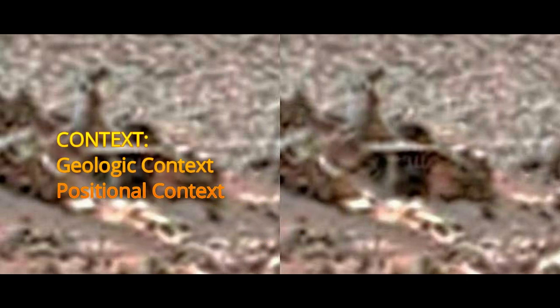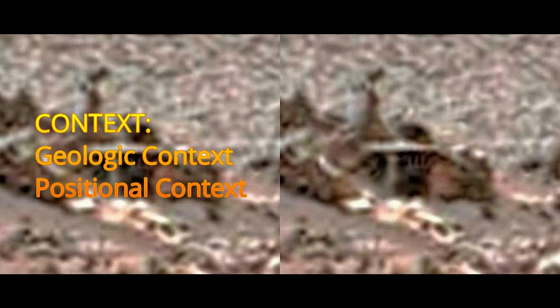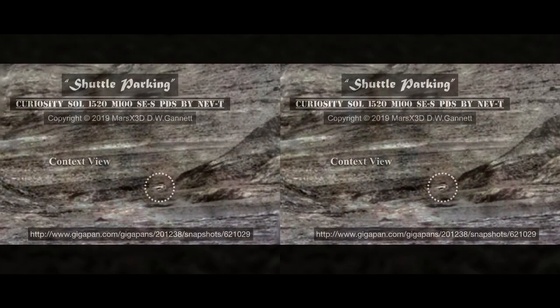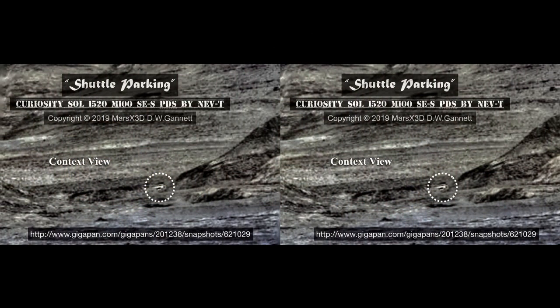Besides looking for non-fractals, two other things to consider are context, both geologically and positionally. Also, albedo or reflectivity. A good example of geological context might be this one, where we see something white in the target area that totally does not match any of the geology surrounding it. Also, albedo, its reflectivity, is totally different than the geology that surrounds it.